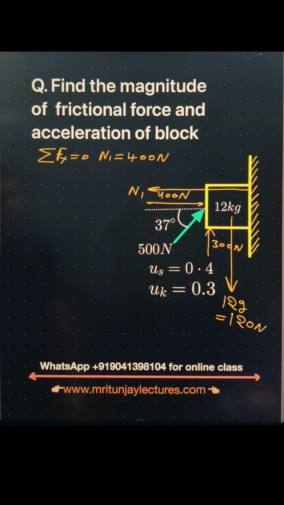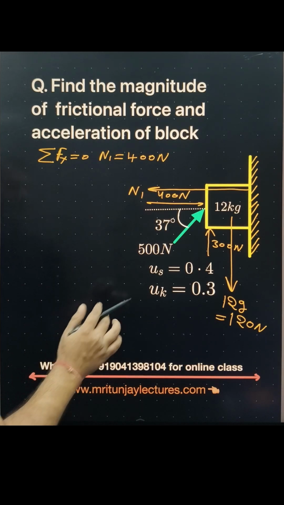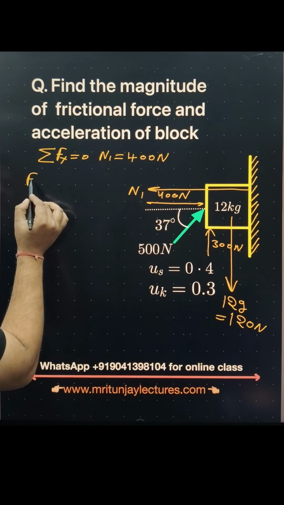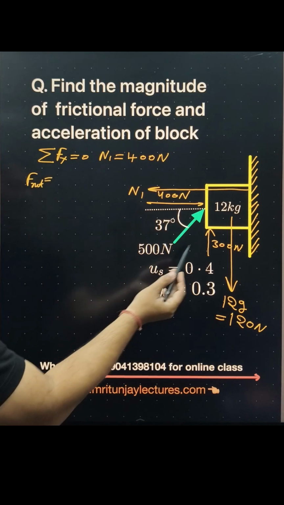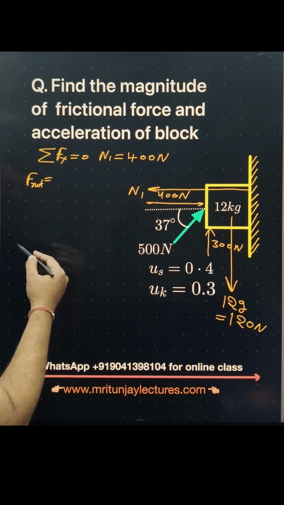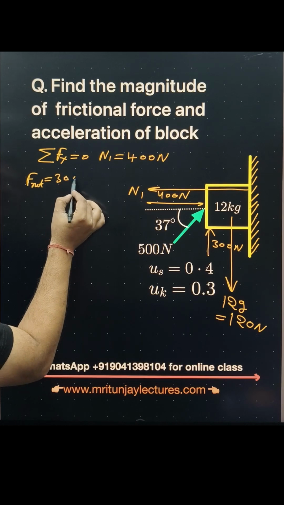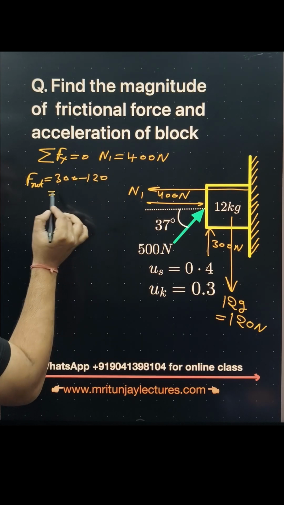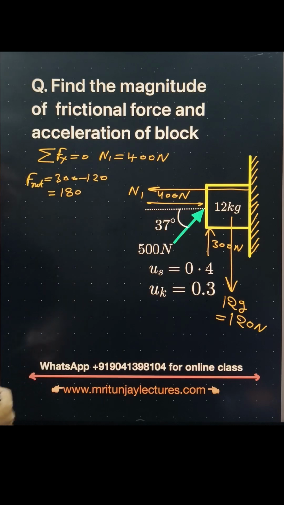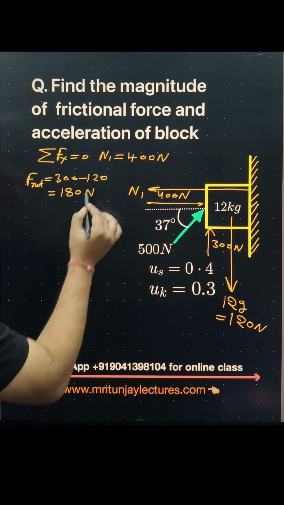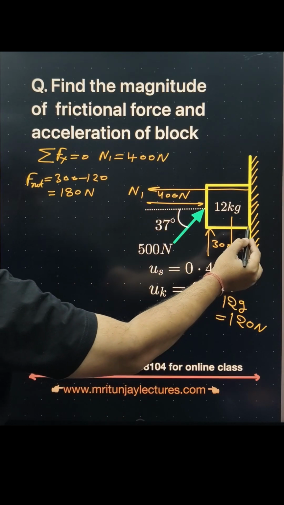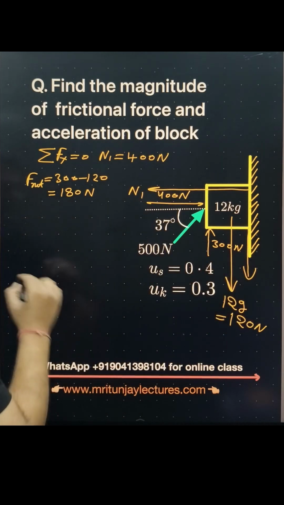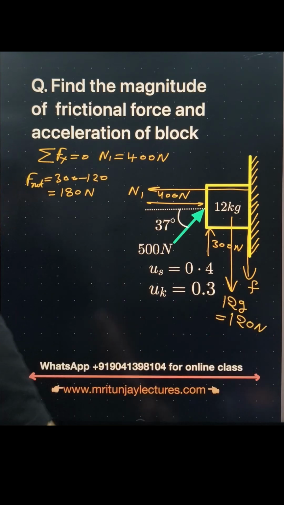Clear? After that, look here. What about the net force in the y direction? Which one is higher? 300 is higher than this one, so 300 minus 120. So you can say that it is 180. Okay, 180 Newton in which direction? Upward direction. It means the frictional force always acts opposite to the net force. So represent it like that. Clear?